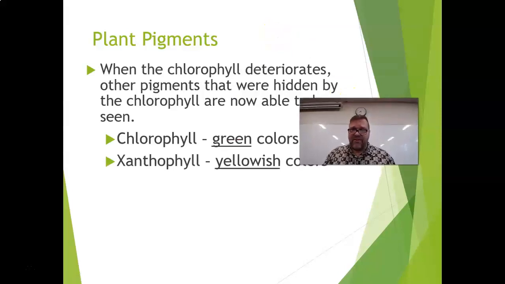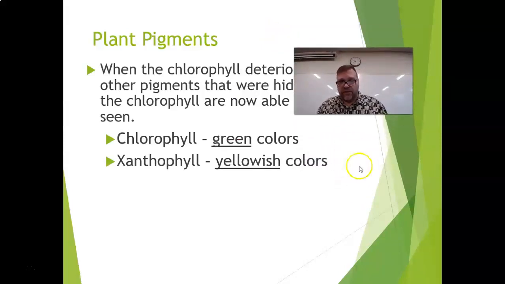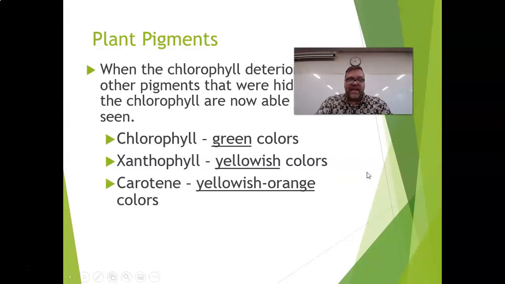Xanthophyll is responsible for the yellowish color. Keratin, that's going to be an easy one to remember. Keratin, even though it says yellowish orange, I just want you to write down orange. So keratin is orange. That's what makes carrots orange in color, keratin.